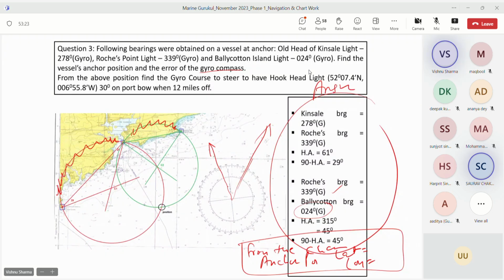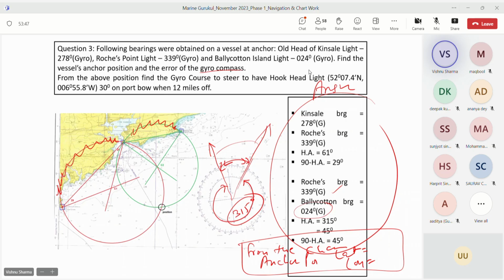So will this be the horizontal angle, or this will be the horizontal angle with double arrows? Which will be the horizontal angle between them? Double arrows. Smaller one, correct? So this is 45. 315 is the reflex angle that you've got, right? Yes. Okay.